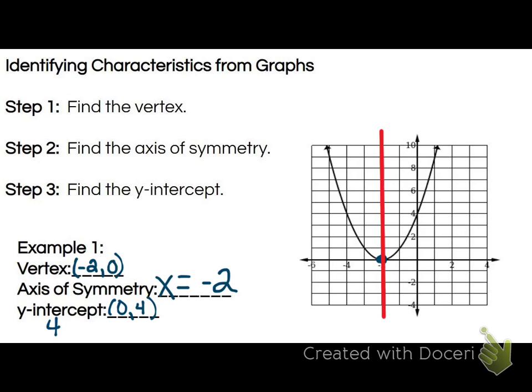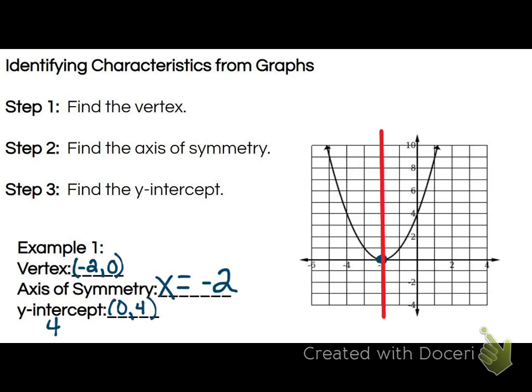So that's identifying characteristics from a graph, broken down a little bit differently, okay? Any questions on how I got any of these numbers? So we know that the vertex is either going to be the minimum or the maximum. It's basically the highest point or the lowest point of the parabola, and it's written as an ordered pair. My axis of symmetry is right in the middle of that graph. It goes right through my vertex. And then my y-intercept is where that crosses through the y-axis.